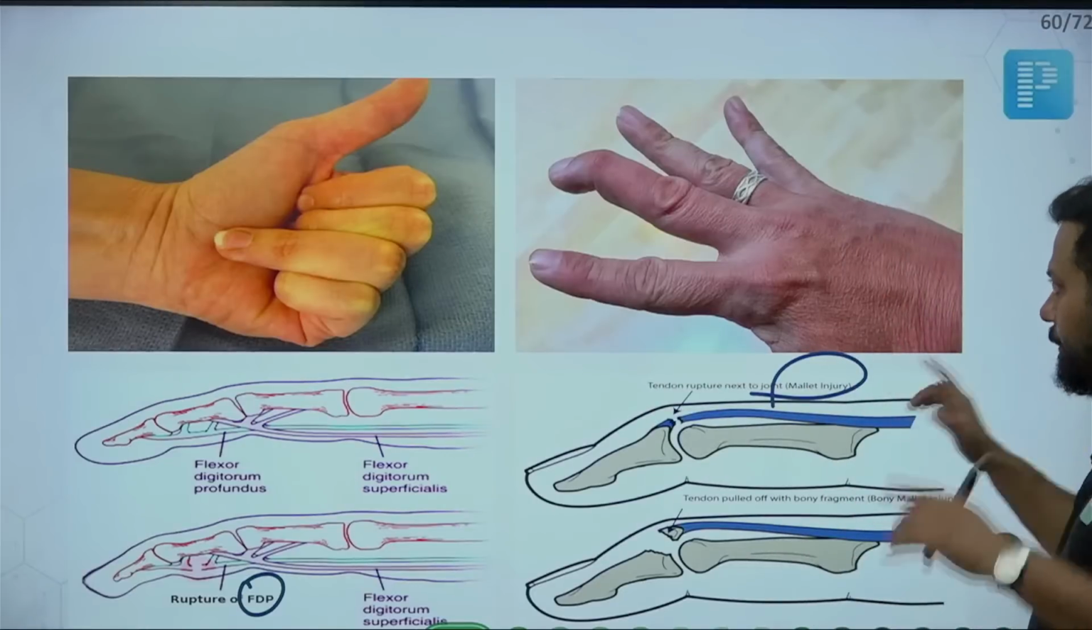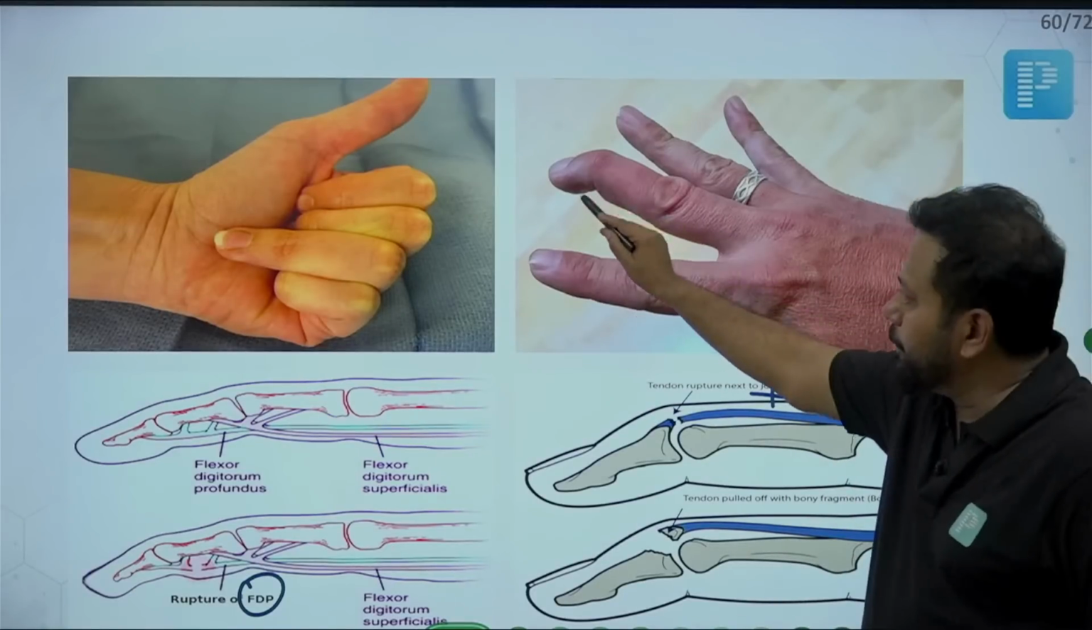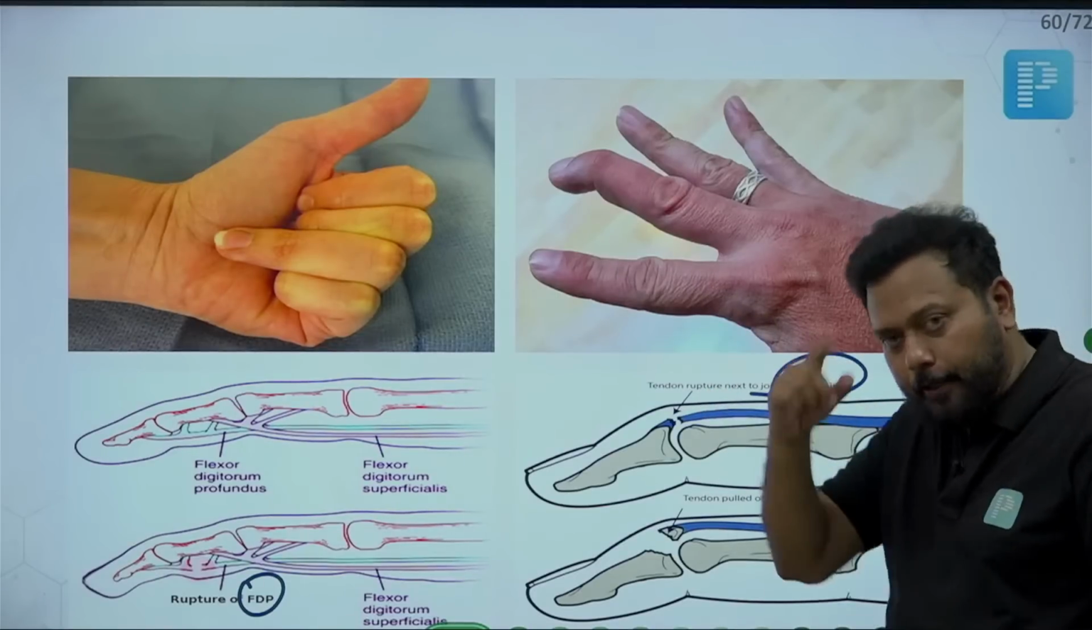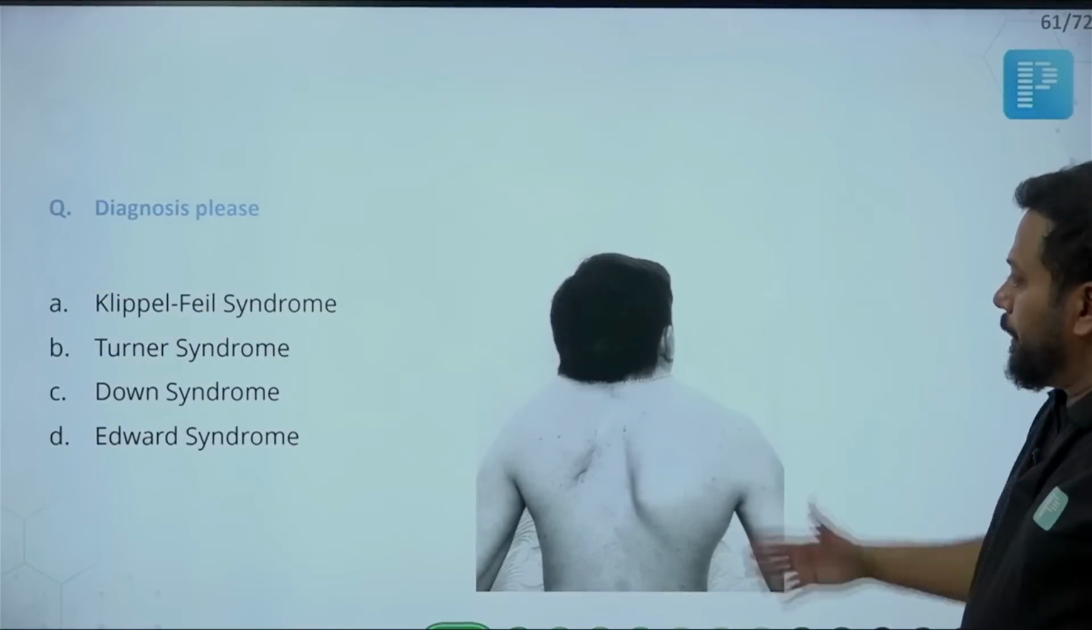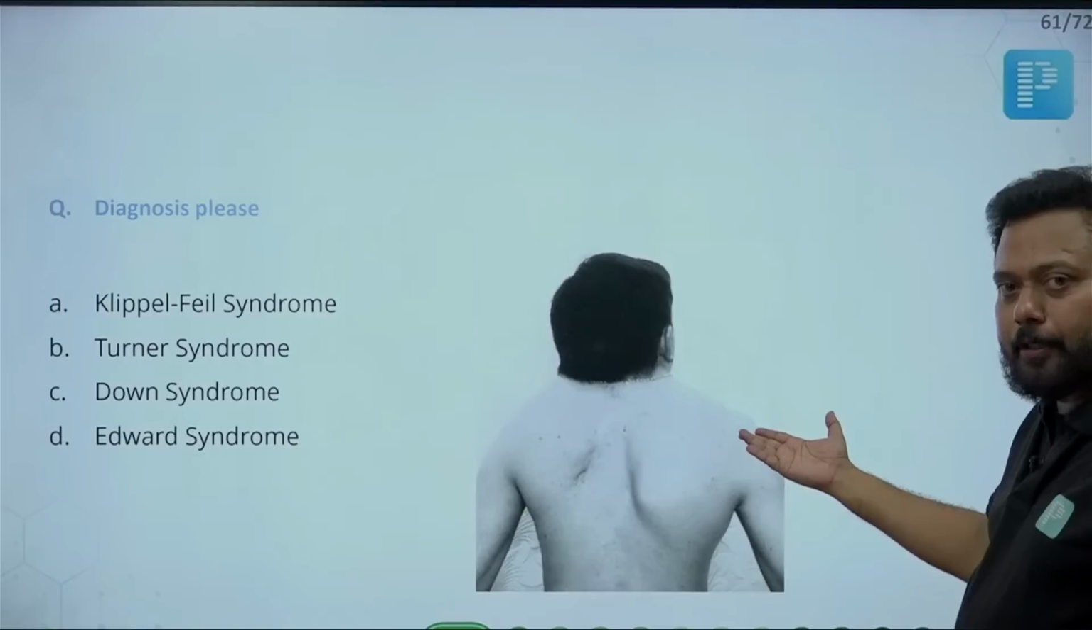Yes. This is a diagram, mallet finger, and there is a jersey finger. Mallet finger is a differential, it exactly looks like a swan neck deformity of rheumatoid arthritis, dear friends. Yes, beautiful. This is again a very frequently asked question in INI-CET.